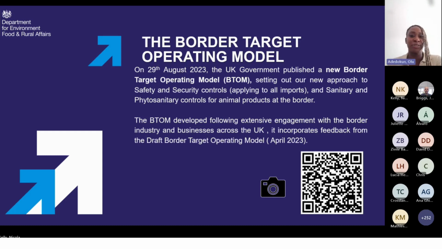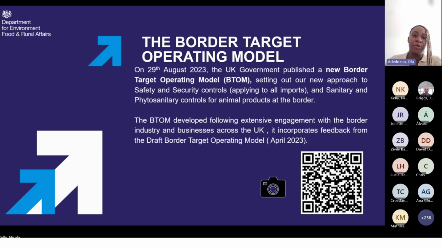As you know, the Border Target Operating Model was published on the 29th of August, and it sets out our new approach to safety and security controls, which applies to all imports, and sanitary and phytosanitary controls for animal products at the border. This TOM, the BTOM, was developed following extensive engagement with the border industry and businesses across the UK. It also incorporates feedback from the draft Border Target Operating Model, which was published in April 23. If you'd like to view the Border Target Operating Model, you are welcome to use your camera to scan the QR code and it will take you directly to the Border TOM.